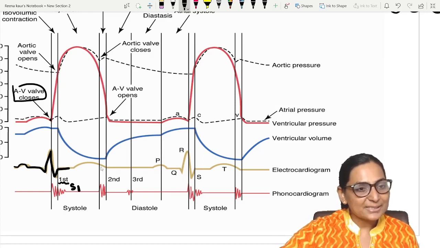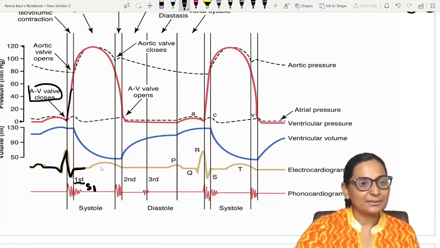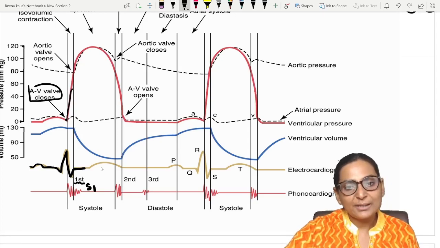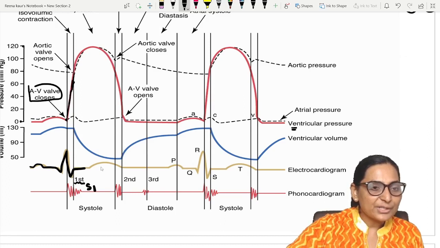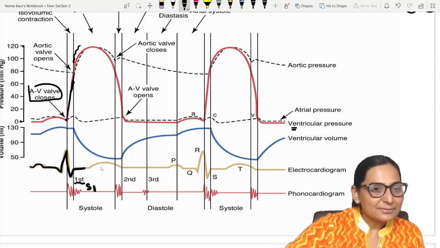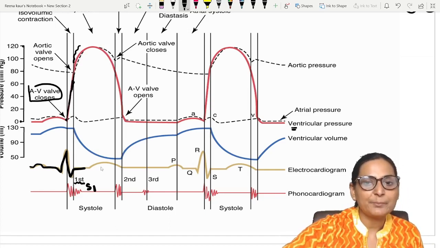Got it? Now the pressure rises. So this red curve where the pressure is from 0 to 120 is the pressure of the left ventricle. This graph is basically depicting all the pressures. So the red one is the ventricular pressure, and the dotted black one above is the aortic pressure. Okay? So the pressure is rising, rising, rising. You can see that up till this point, the pressure in the left ventricle was always less than that of the aorta. But for this particular period where we have to bring about the ejection of the blood, the red line, which is indicative of the pressure of the left ventricle, surpasses the dashed or broken line that is reflecting the pressure of the aorta.